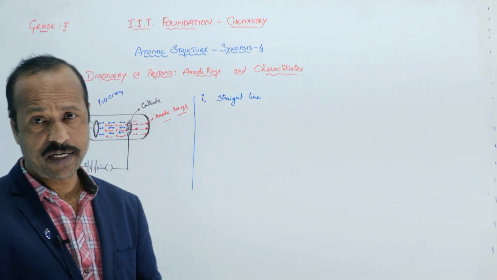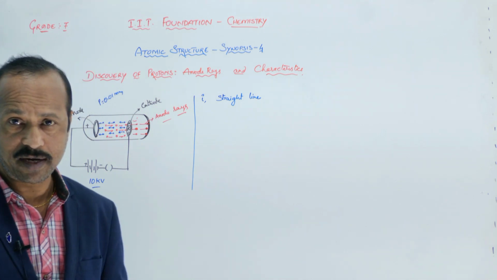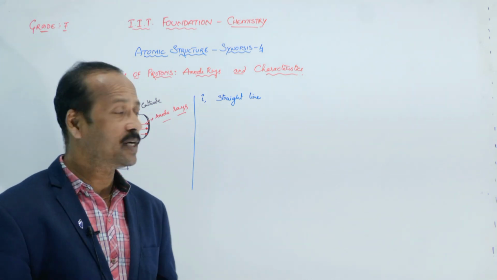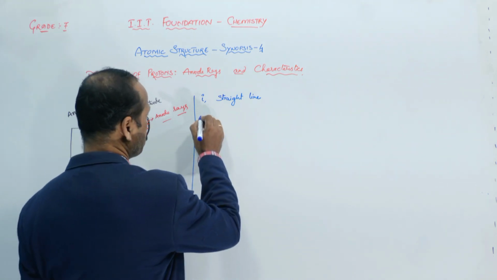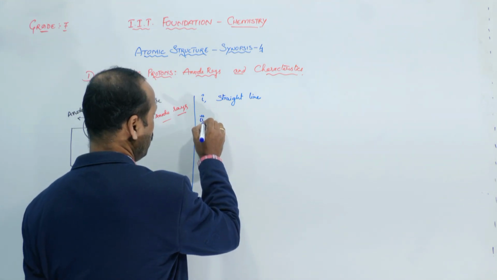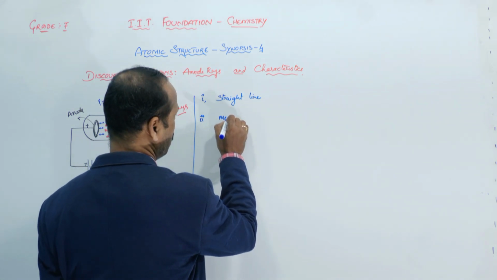Electrons also move in a straight line when there are no electric and magnetic fields. So they are also moving in a straight line. And the second one, they also produce mechanical energy.